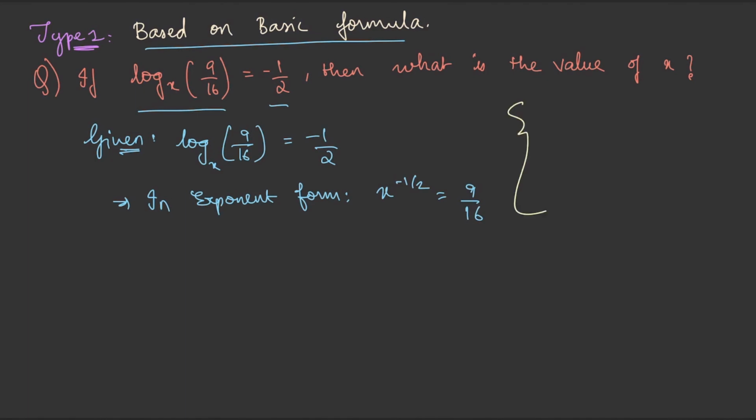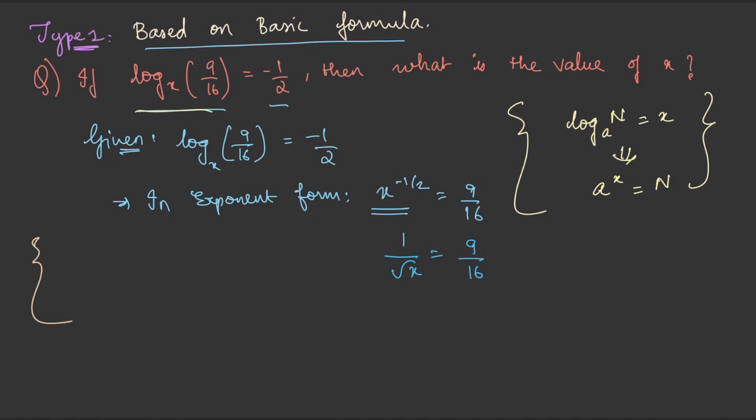So how did we convert this? We learned that if log of any number n to the base a is equal to x, then this can be represented in exponent form as a to the power x is equal to n. So similarly, we represented this given question by the same method. So how can we represent x power minus 1 by 2? It can be represented as 1 by root x is equal to 9 by 16.